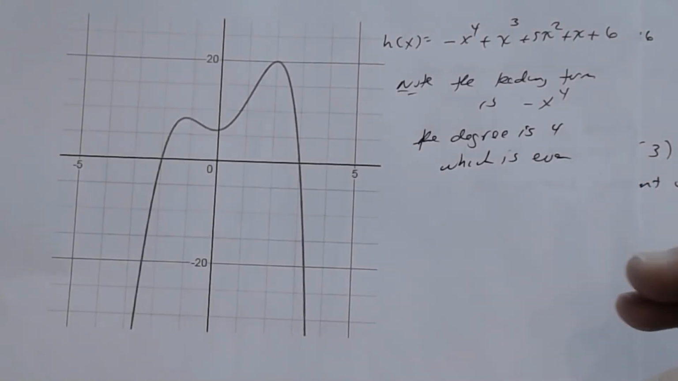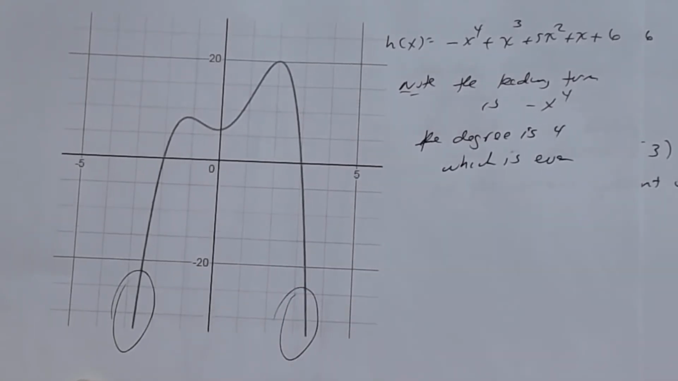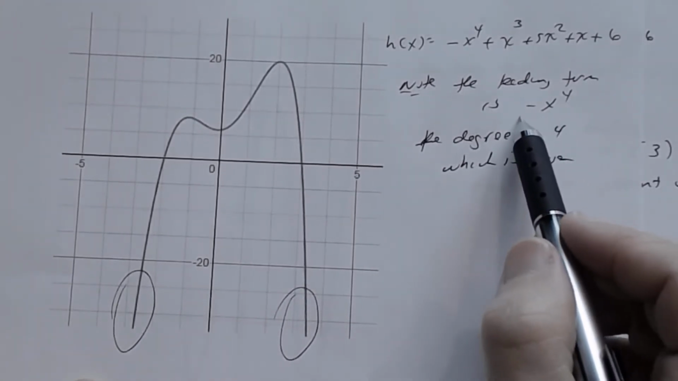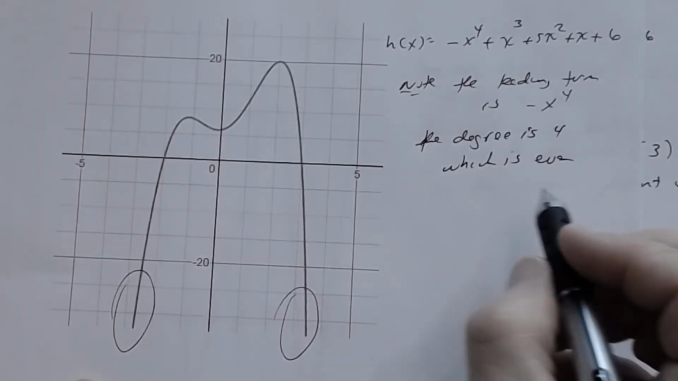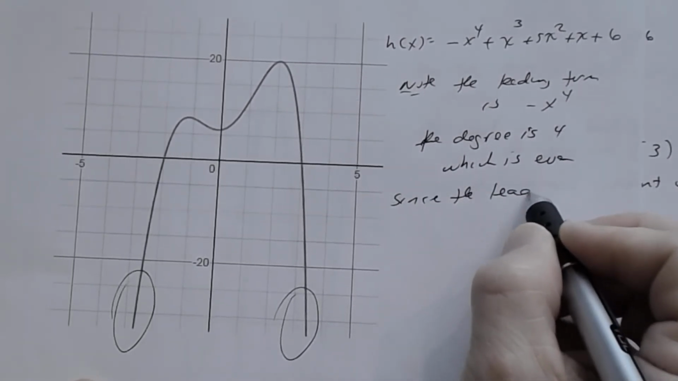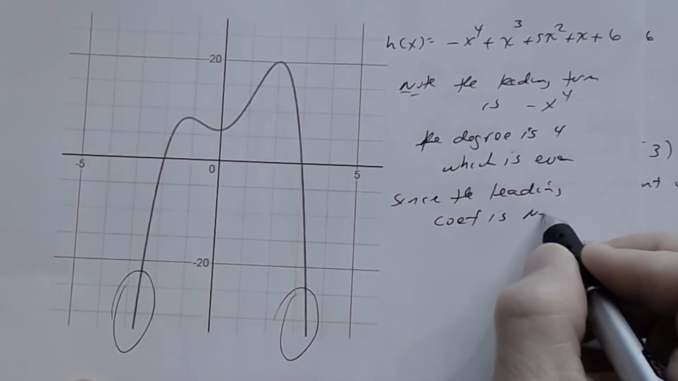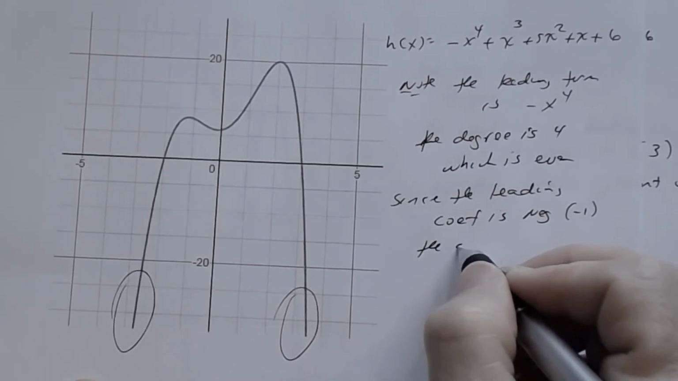Okay. And what makes it go down? What makes the arrows, what makes those end behaviors point down? Well, it's the leading coefficient. The leading coefficient is negative. So in this case, it's -1. So since the leading coefficient is negative, in this case -1, the arrows point down.